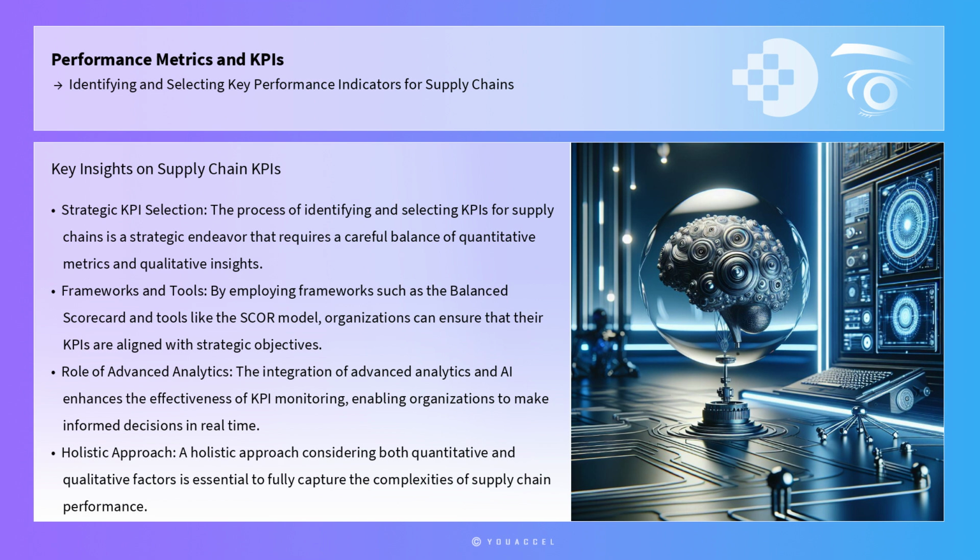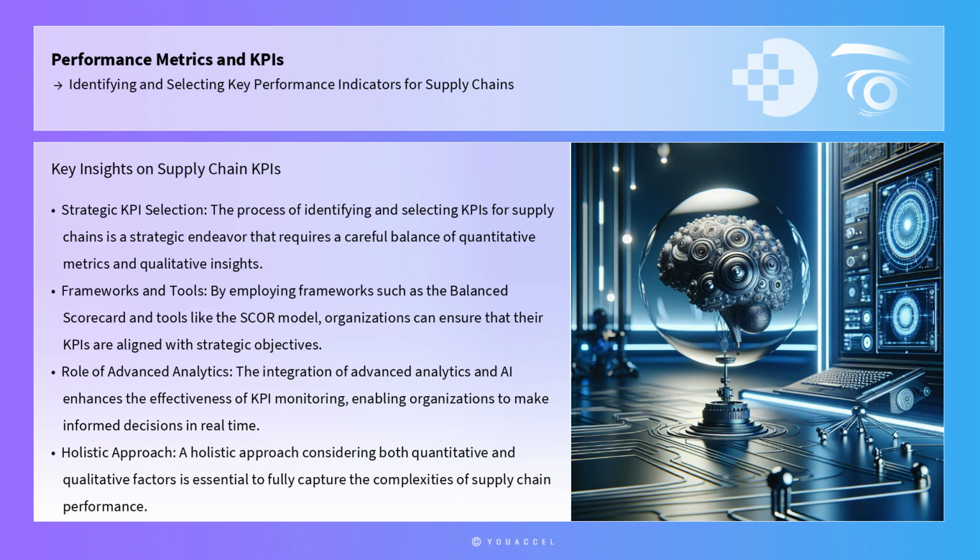In conclusion, the process of identifying and selecting KPIs for supply chains is a strategic endeavor that requires a careful balance of quantitative metrics and qualitative insights. By employing frameworks such as the Balanced Scorecard and tools like the SCOR model, organizations can ensure that their KPIs are aligned with strategic objectives and provide actionable insights for performance improvement.